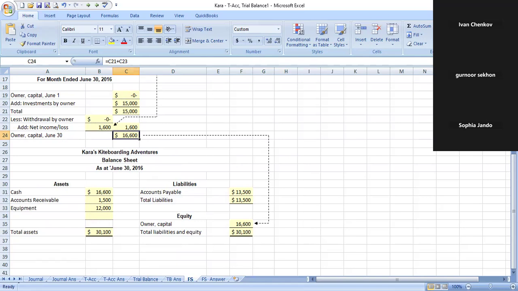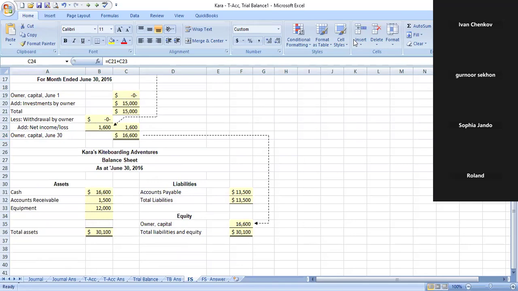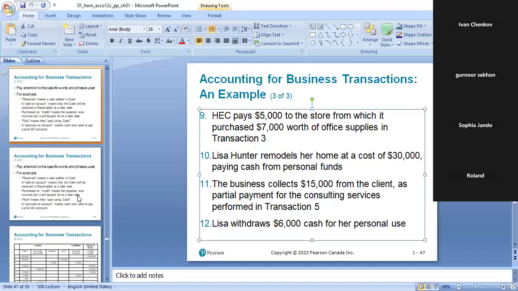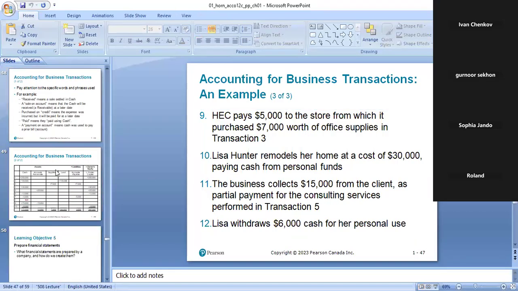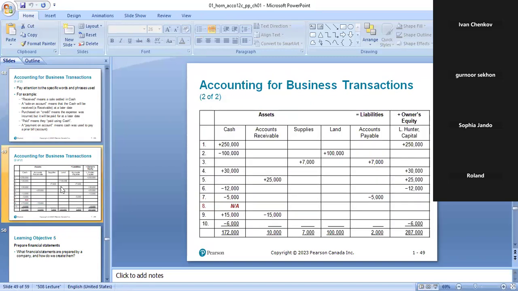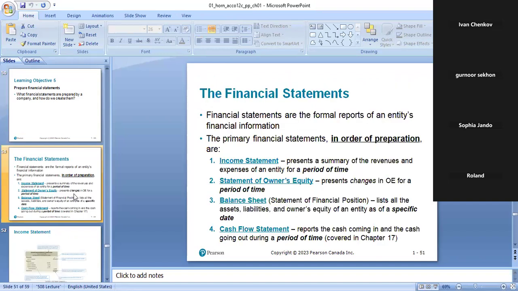Now let's go to slides. I'm going to finish this one, and I'm going to stop sharing this. I'm going to go to the slides, and I want to finish this chapter 1 with the slides. So once we have those transactions, which we already made, if you remember, the next thing is to prepare the financial statements, the same way we prepared just right now.